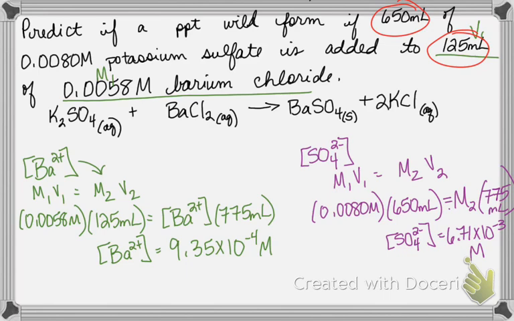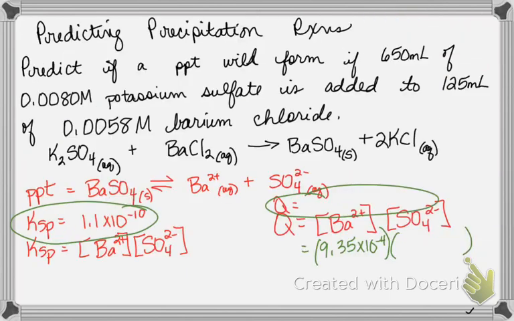You're diluting it with a solution of something. So 6.71 times 10 to the minus 3 is the sulfate. And now I'm ready to calculate Q by multiplying the 9.35 times 10 to the minus 4 times the 6.71 times 10 to the minus 3. And for Q, I get 6.27 times 10 to the minus 6.